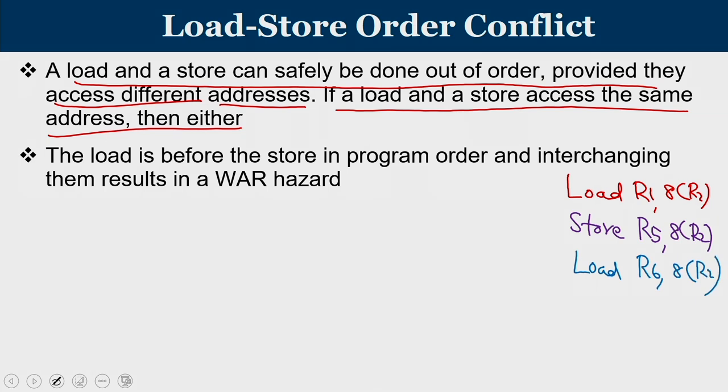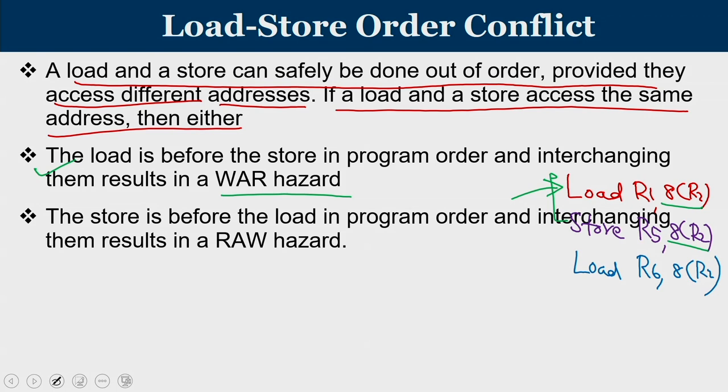So, if the load is before the store in the program order, let us say this is my load and store, and if I try to interchange them, generally the program order means the load has to be over, you are loading a value and then you are going to store. That means after the load operation is over, some new value is written to the location 8 of R2. So, when you interchange, that means when a store happens on the same location but the order is changed, then the loading is happening after storing. The store will write a new value and that is what the load is reading. So, the load is before the store in program order and interchanging will result in a WAR hazard.